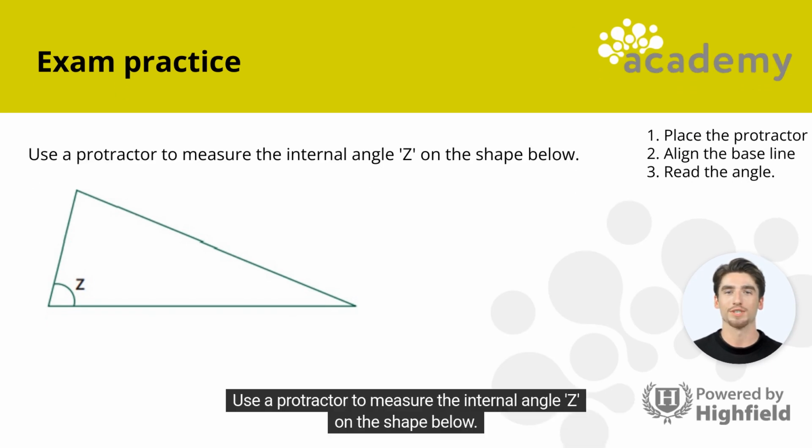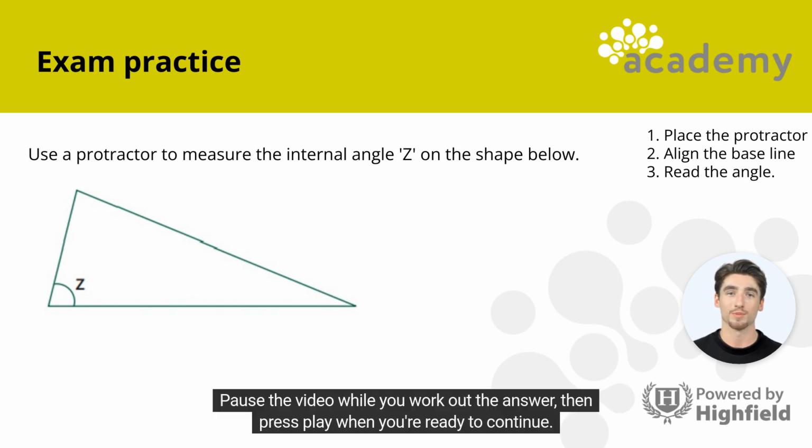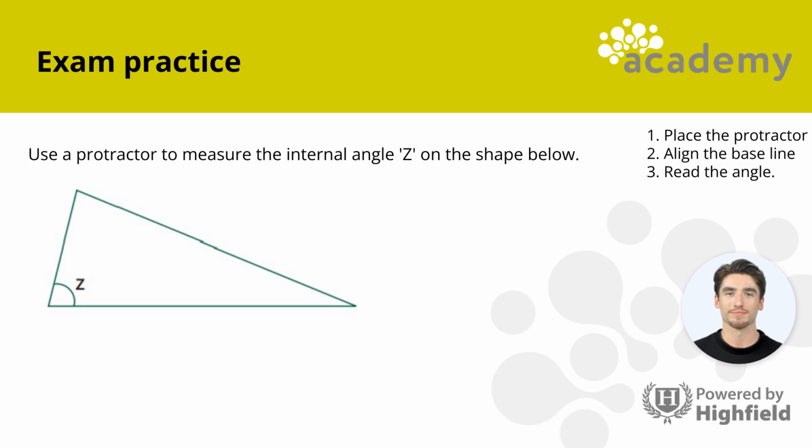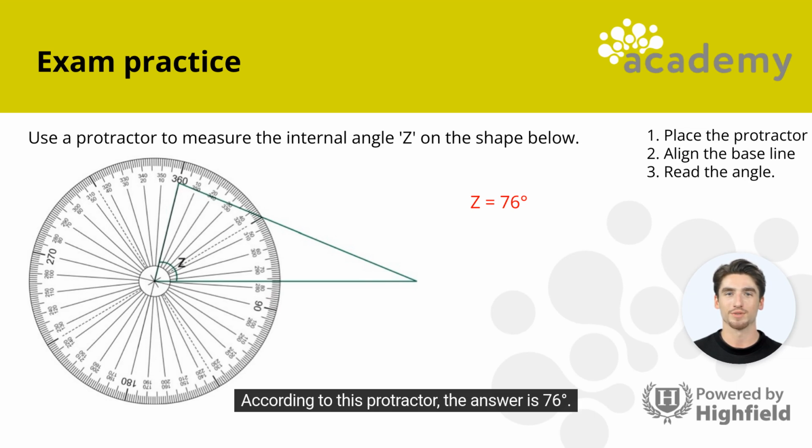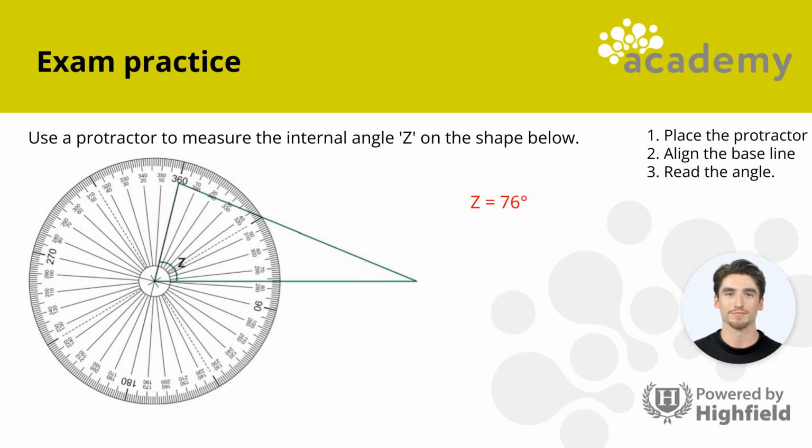Use a protractor to measure the internal angle Z on the shape below. Pause the video while you work out the answer, then press play when you're ready to continue. According to this protractor, the answer is 76 degrees.